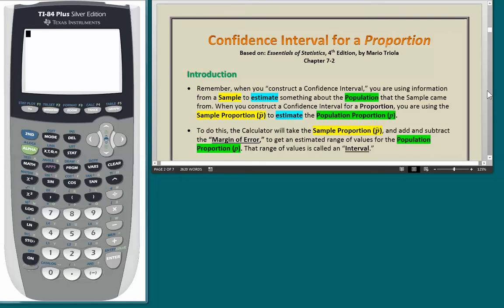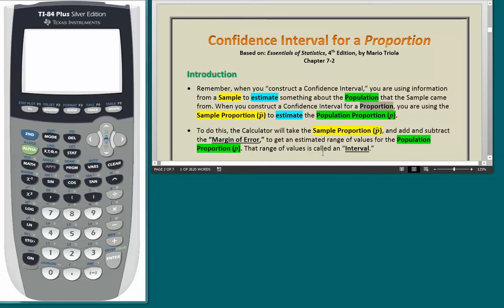Remember, when you construct a confidence interval, you are using information from a sample to estimate something about the population that the sample came from. When you construct a confidence interval for a proportion, you are using the sample proportion, which is called p hat, to estimate the population proportion, which is called p. That's so important, I'm going to say it again. When you construct a confidence interval for a proportion, you are using the sample proportion, p hat, to estimate the population proportion. So our end product is an estimate of the population proportion.